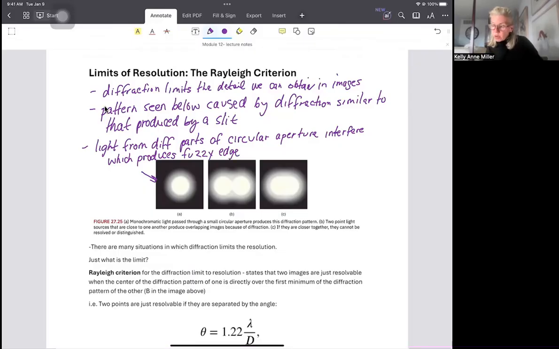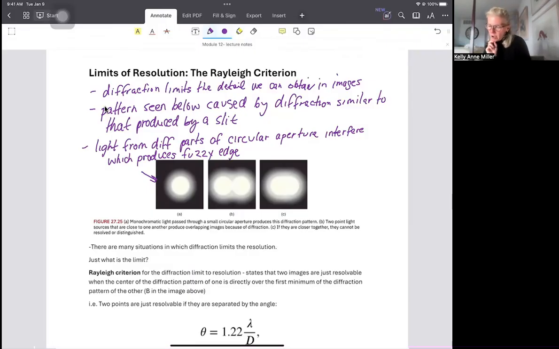Okay. So the effect is most noticeable when the aperture is small. The smaller the aperture, the fuzzier the image. And that's why cameras that have really big lenses tend to take much crisper, clearer pictures. It's because the bigger the aperture, the better the resolution.